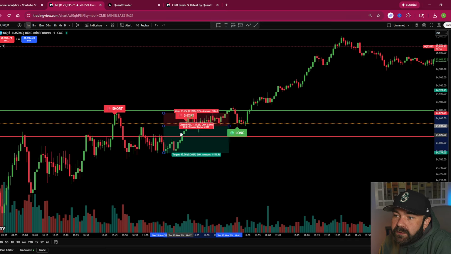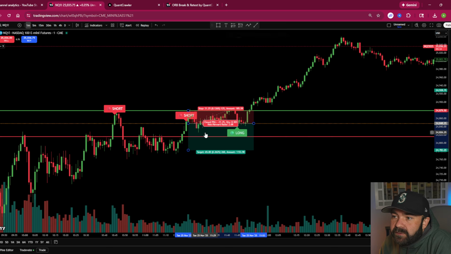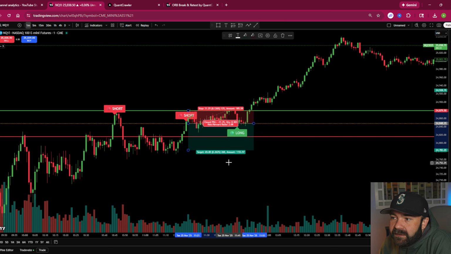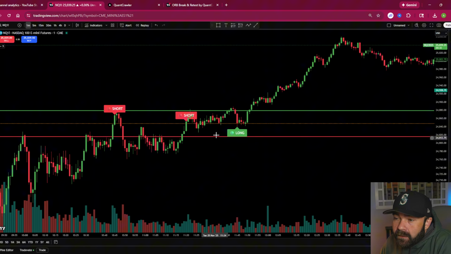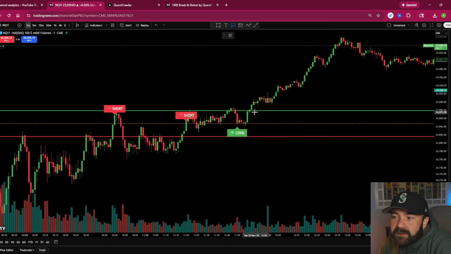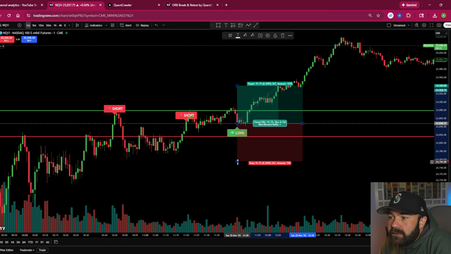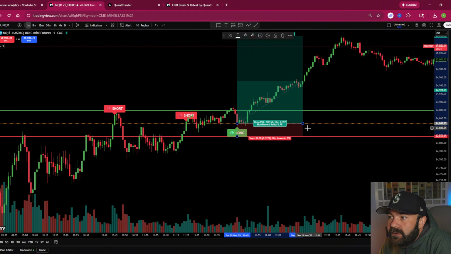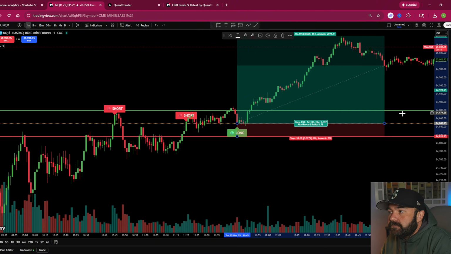So you're now 2-1 on the week. This called a short. This would have been a miss. You would have been ticked out right here, and it never came back. So you are 2-2 on the week, and then going long right here, set at the bottom of the zone, which is my strategy, you would have caught another monster right here.